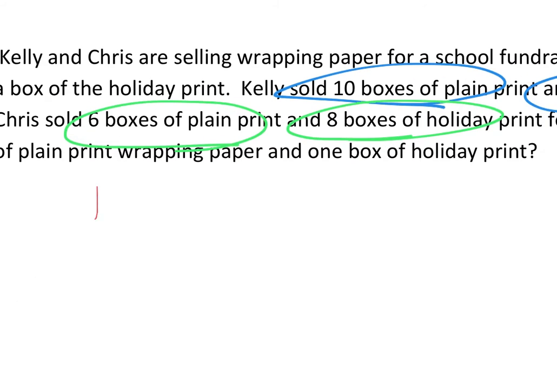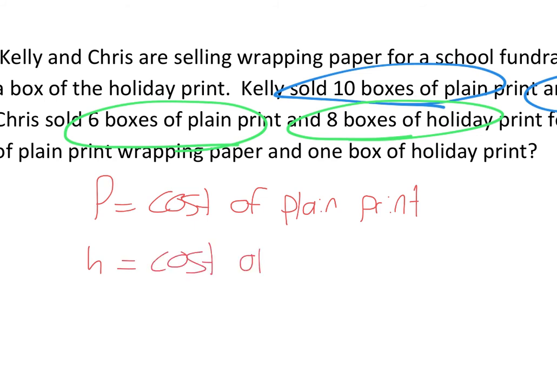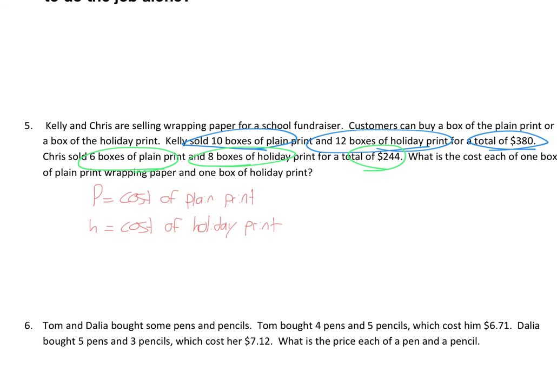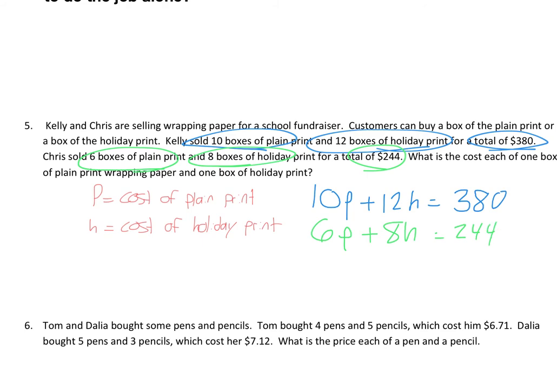So we could do P equals cost of plain print, H equals cost of holiday print. Alright, so then we just set them up. Kelly sold 10 boxes of plain and 12 boxes of holiday for $380. Chris sold 6 boxes of plain plus 8 holidays for $244.